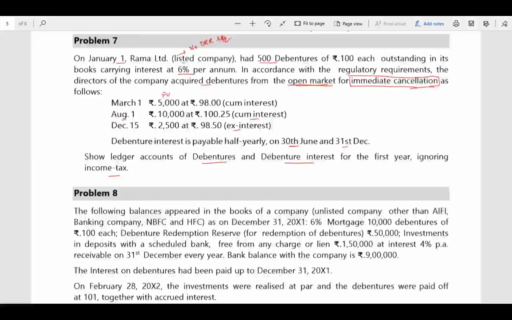But here, the moment you purchase from the open market, immediately you will tear off the certificate and throw it off. So therefore, it is immediate cancellation. The moment you purchase, automatically it will be cancelled in a debenture also. It is immediate cancellation, correct? So therefore no need to create an investment in own debentures account and all. Directly you can cancel.